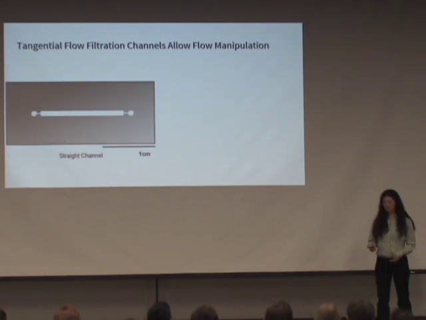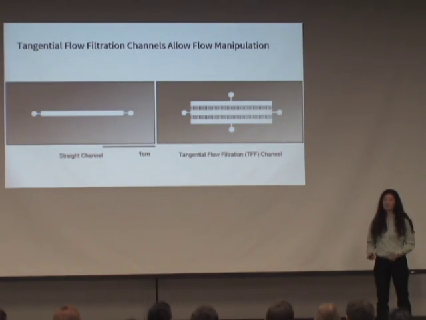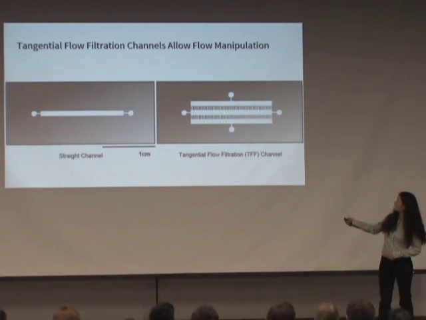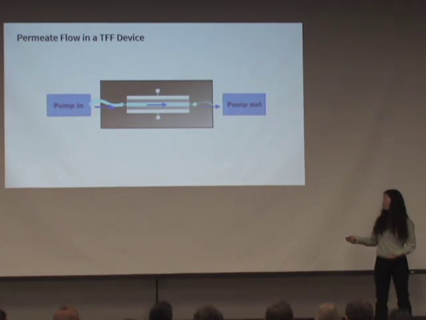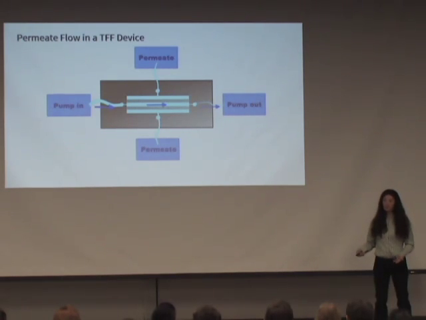So we're adding tangential flow filtration to our main channel. This still has the same idea of inertial microfluidics, but we're adding permeate channels that run off to the side. These are the smaller channels that are perpendicular to the main channel. This allows us to add a permeate flow, which allows us to vary the flow in a way that the straight channel does not. When the flow rate in is larger than the flow rate out, that's what we define as the permeate, and it shoots off in these two directions.